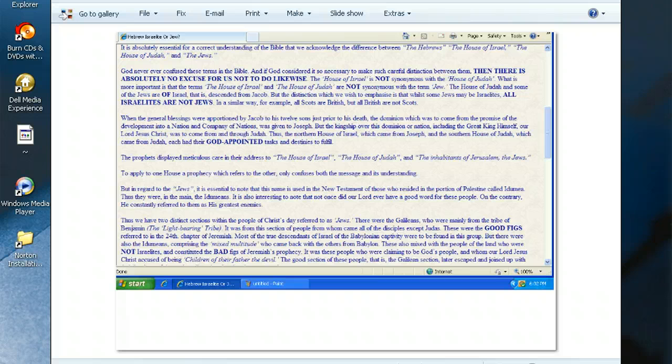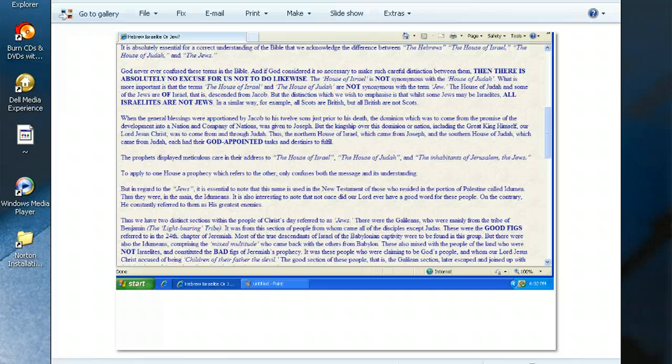It is absolutely essential for a correct understanding of the Bible that we acknowledge the difference between the Hebrews, the house of Israel, the house of Judah, and the Jews. God never, ever confused these terms in the Bible, and if God considered it so necessary to make such careful distinction between them, then there is absolutely no excuse for us not to do likewise.